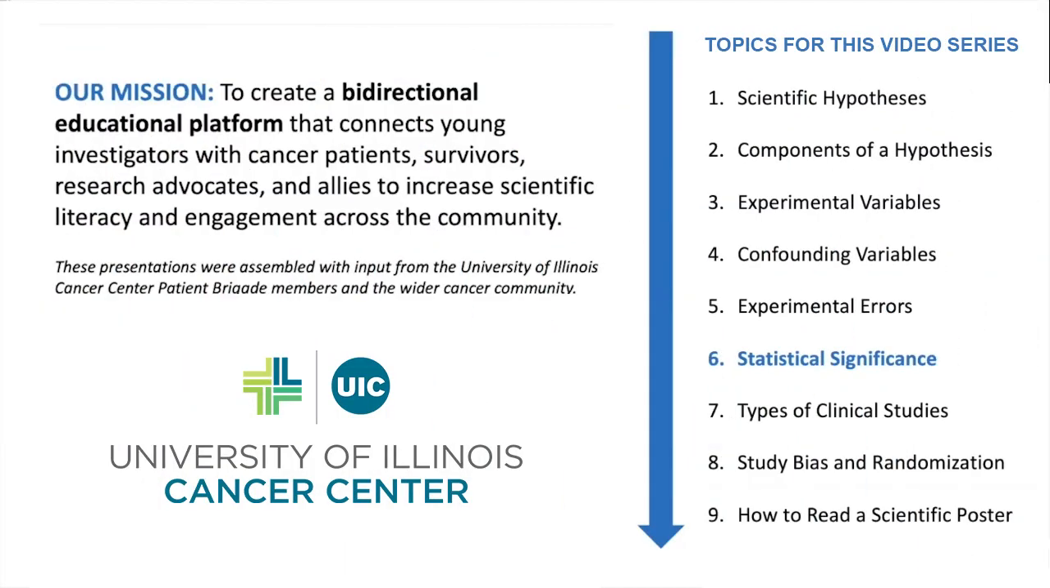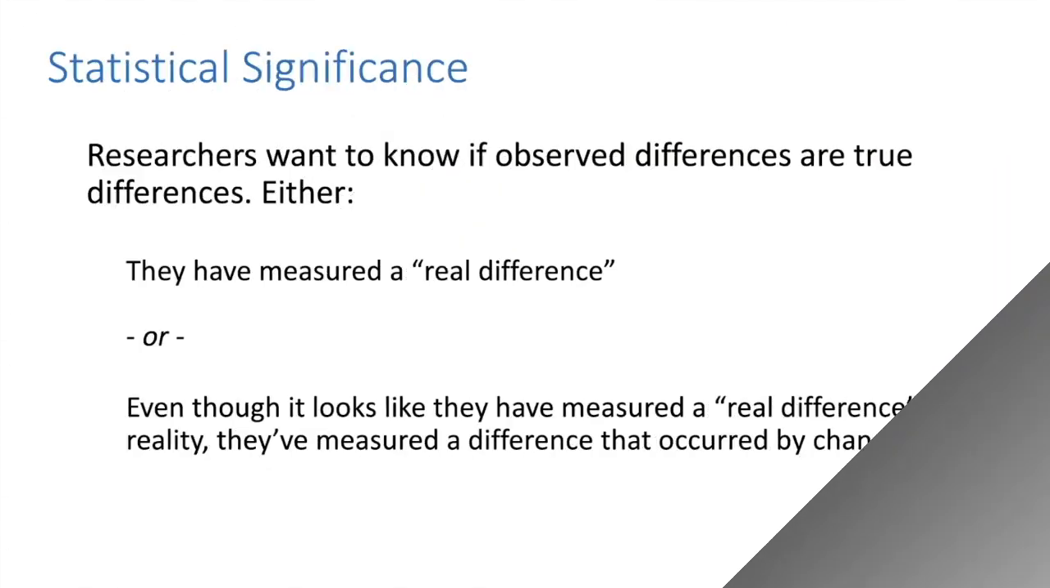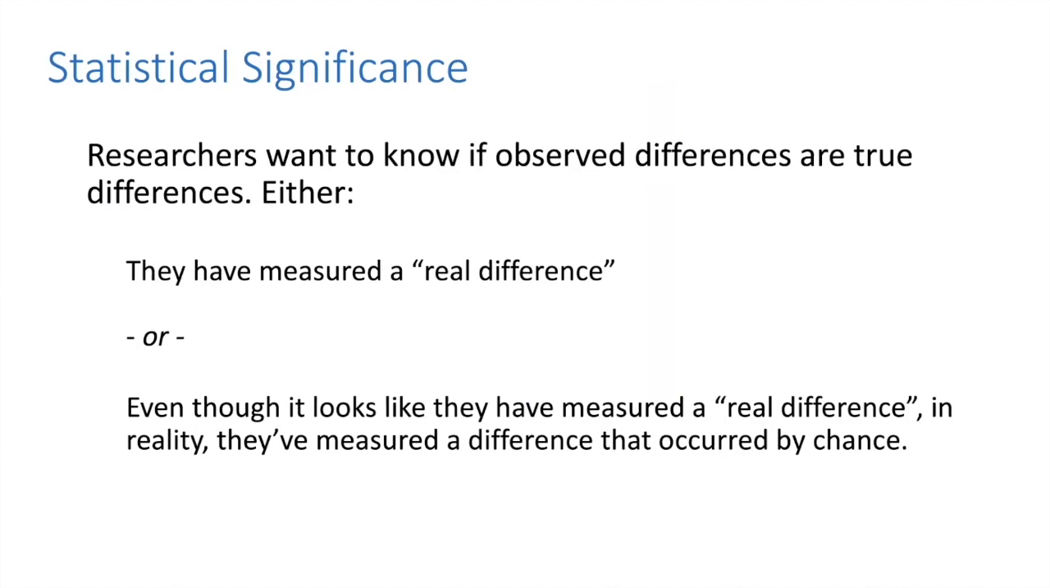This video is part of our Survivors Advising Scientists educational program, a bidirectional educational platform meant to connect our communities and increase scientific literacy and engagement. Our goal is to bring everyone to the table for scientific discussions related to cancer, science, and therapies. This is video number 6, Statistical Significance.